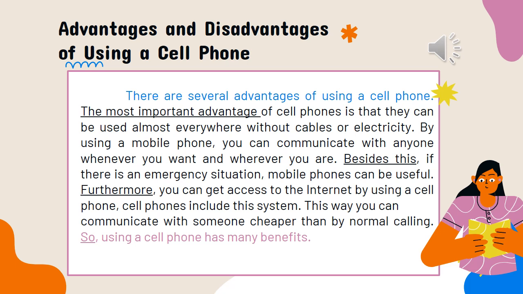Besides this, also underlined, this is a transition from one sentence to another. Besides this, if there is an emergency situation, mobile phones can be useful. Furthermore, another transitional word, which means I'm adding a third supporting detail. Furthermore, you can get access to the internet by using a cell phone. Cell phones include this system. This way, you can communicate with someone cheaper than by normal calling. So these colored in black are all called the supporting details.